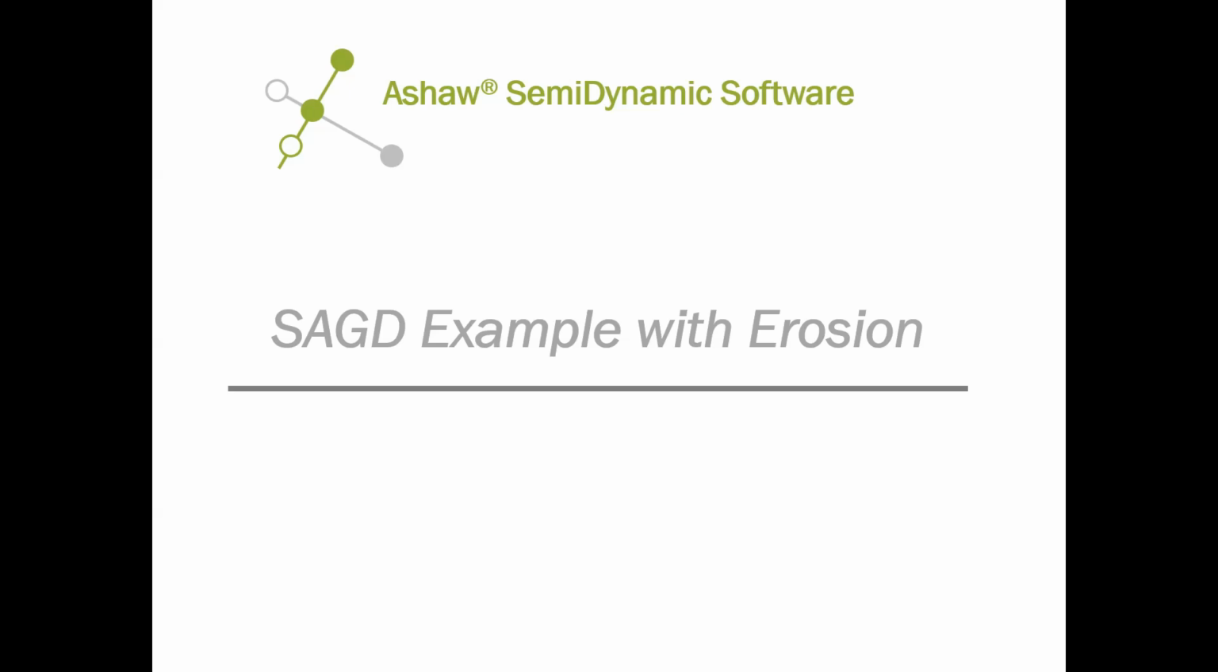In this example, I'm trying to show how to model erosion for the SAGD operations using Ashaw SemiDynamic Software. In the previous example, we showed how to model SAGD with Ashaw software, but in this example, we try to show how to use the erosion module, consider the erosion effects on the flow control devices, and history match it.